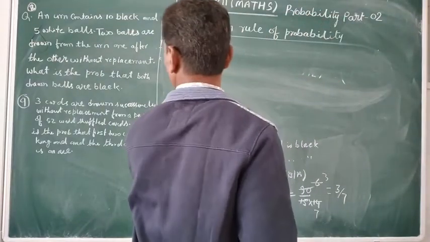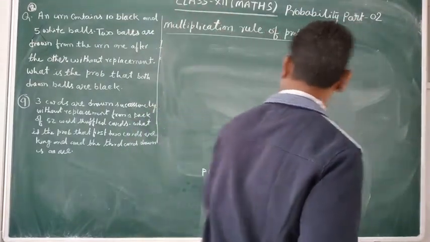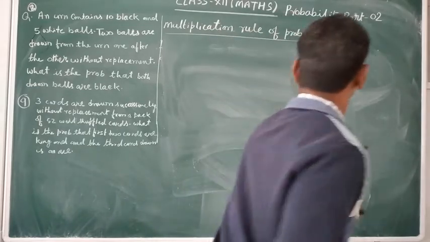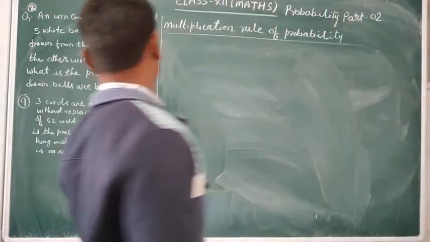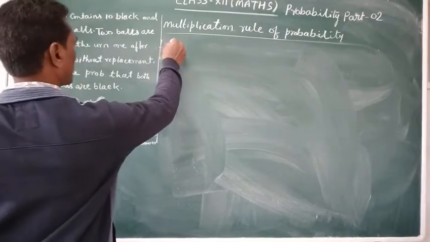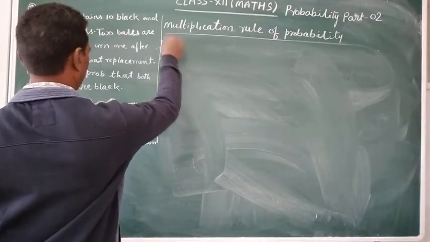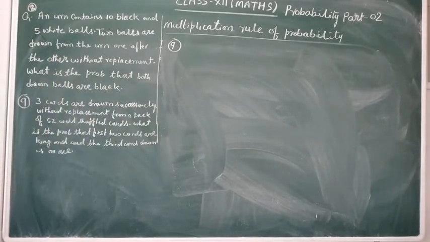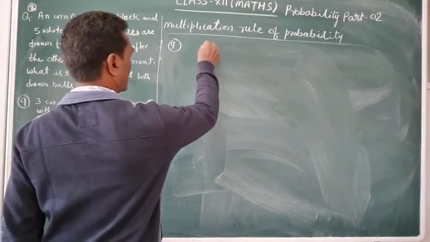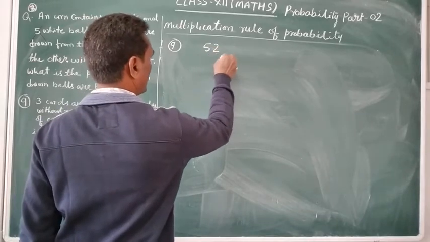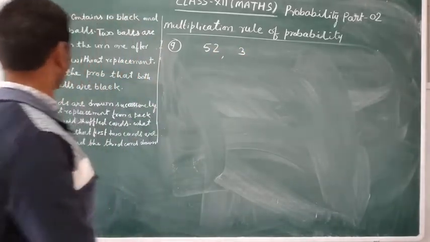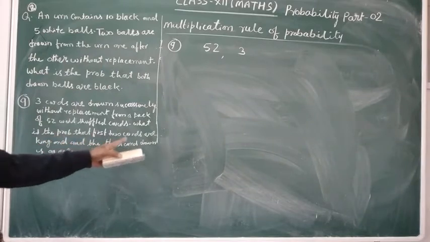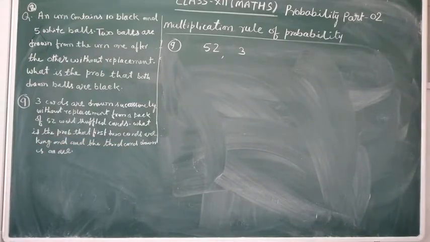Now the next question, example number 9. These questions are given in your NCERT book, so you can see the question there. Three cards are drawn successively without replacement from a pack of 52 well shuffled cards. We have to draw 3 cards. Find the probability that the first 2 cards are kings and the third card drawn is an ace.